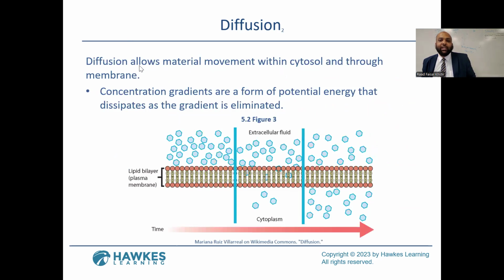So diffusion allows material movement within the cytosol and through the membrane. You see, through diffusion, we go from where there is a lot through the membrane. So the concentration gradients are a form of potential energy that dissipates as the gradient is eliminated. So when we reach equilibrium on both sides, we're going to stop the diffusion process.